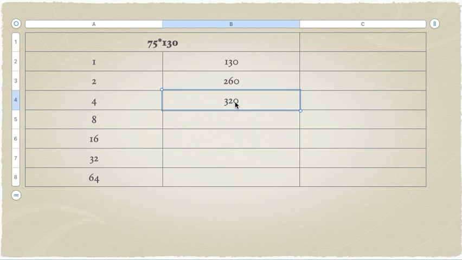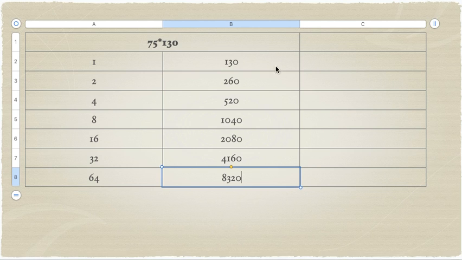Okay, so 520, then 1040, 2080, 4160, 8320. So let's just make sure we got them all right. 130, 260, 520, 1040, 2080, 4160, 8320.